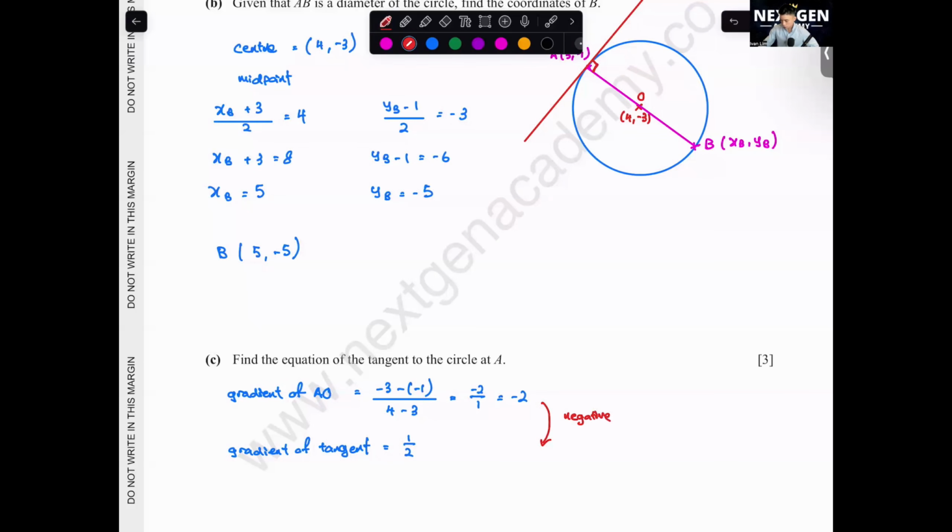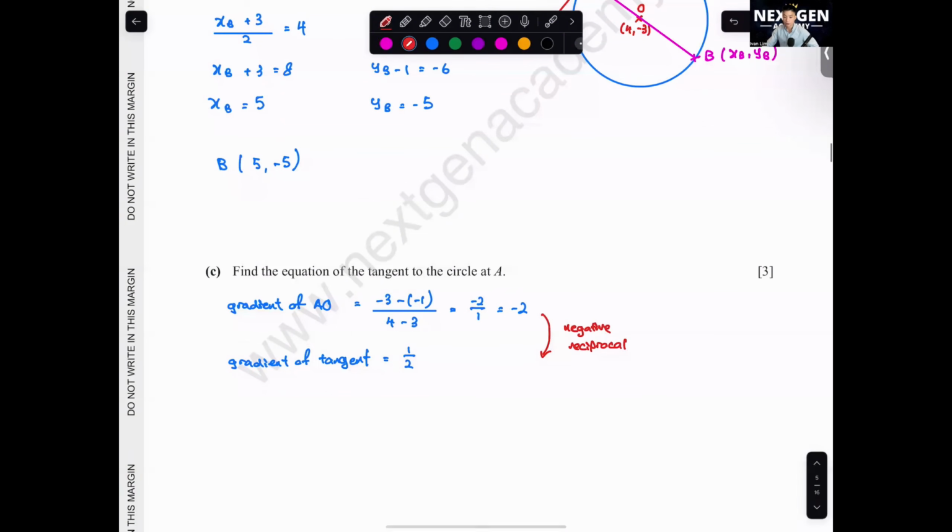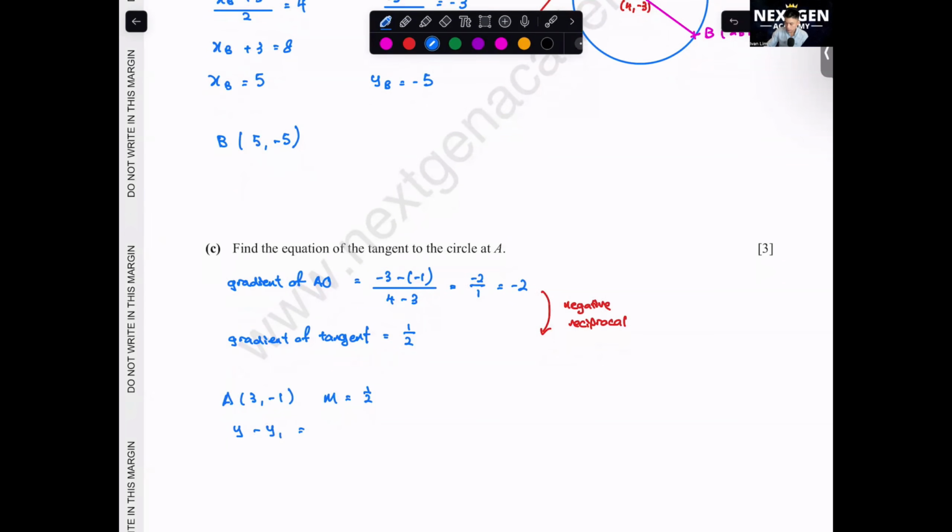Negative reciprocal. What formula do we use in math when we do straight line? To be safe, I want you all to use y minus y1 equals to m(x minus x1). Try not to start with y equals mx plus c, because most of the official mark scheme will give you marks from the y minus y1 equals to m(x minus x1). Got it? So we're going to use point A. A is (3, negative 1) and the perpendicular gradient is 1 over 2. We're going to sub into y minus y1 equals to m(x minus x1).